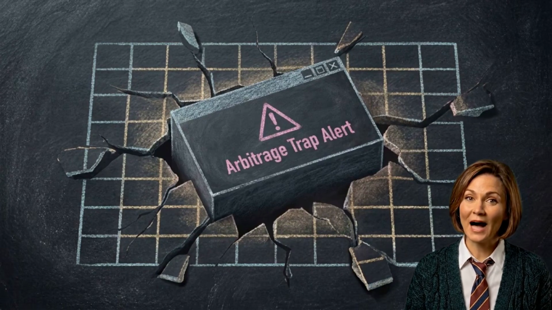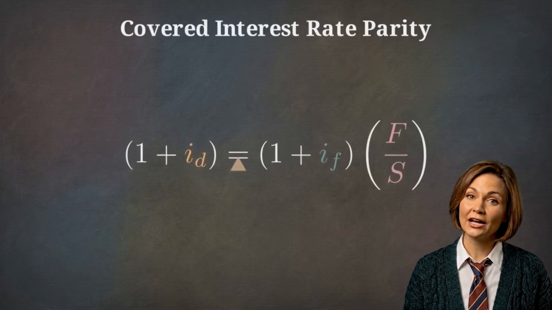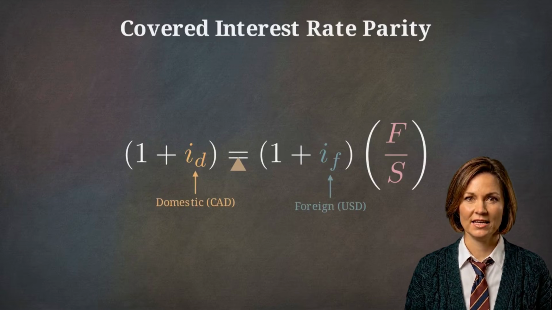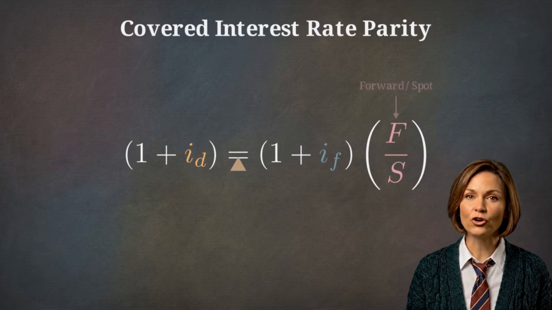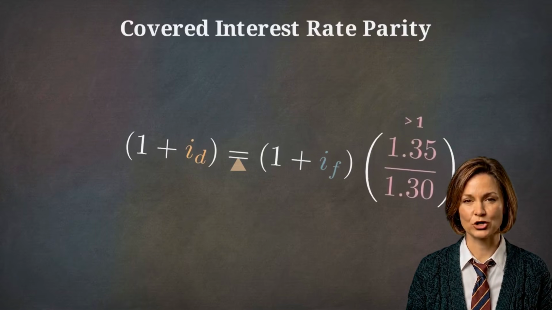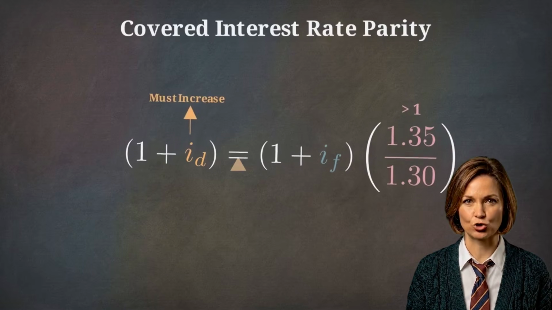If you guessed the US needs higher rates because its currency is appreciating, you fell into an analytical trap that common intuition often sets for test takers. To solve this, you need the covered interest parity framework. This equation maps the relationship between domestic and foreign interest rates and forward and spot exchange rates.